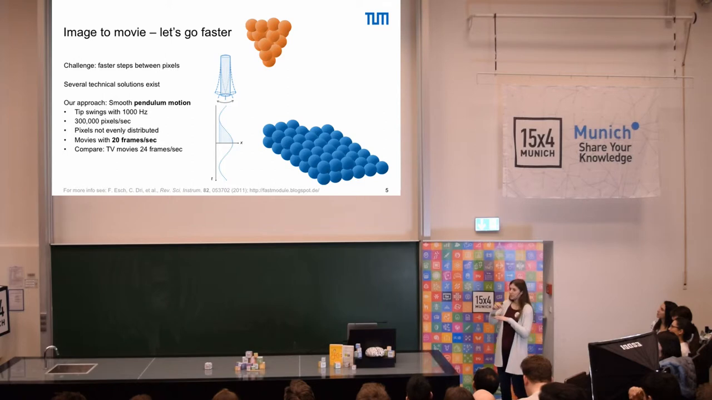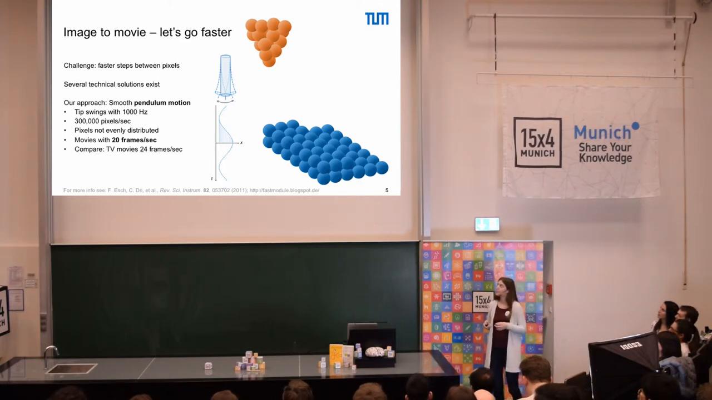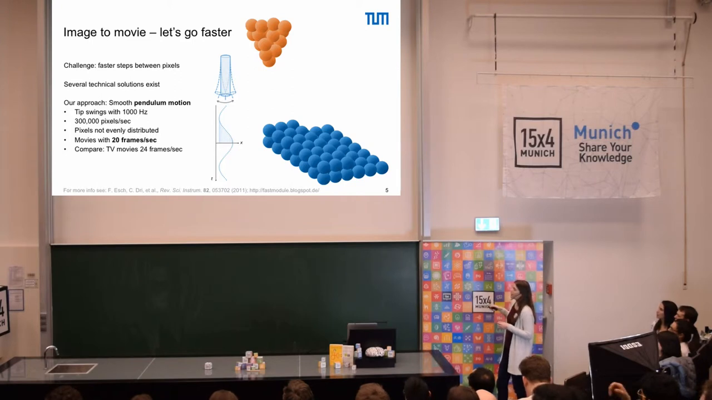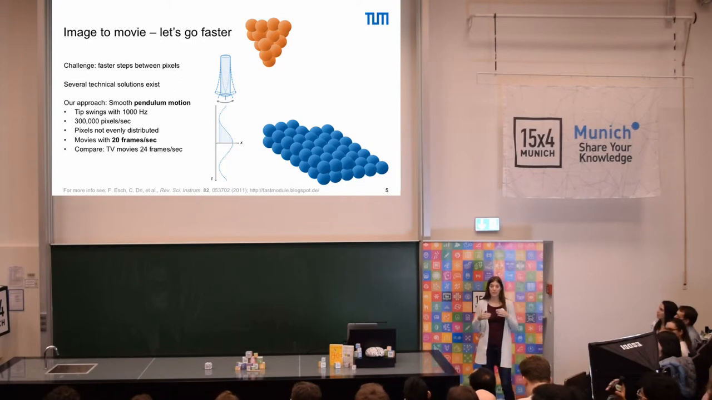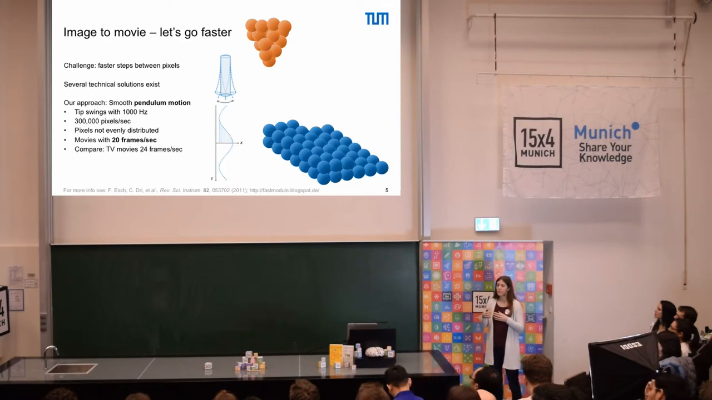So rather than measure pixel by pixel, we just record the pixels while moving the tip in a smooth way. And this way, we don't get this vibration problem, we can measure much faster. This tip swings with about 1,000 Hertz, so 1,000 times per second. It doesn't need to go very far, and it's very small, so it can swing very fast. We then record while we're swinging with about 300,000. We record 300,000 pixels per second.